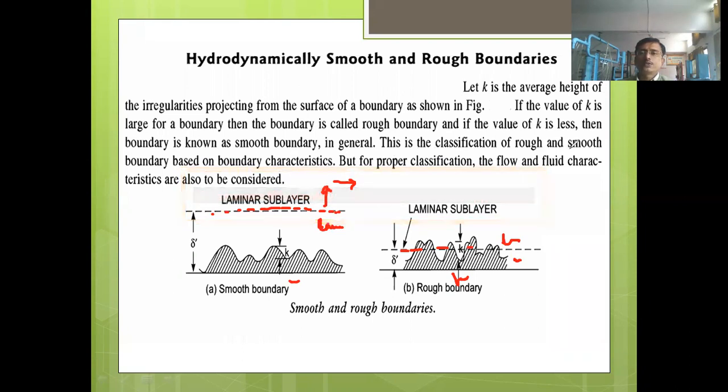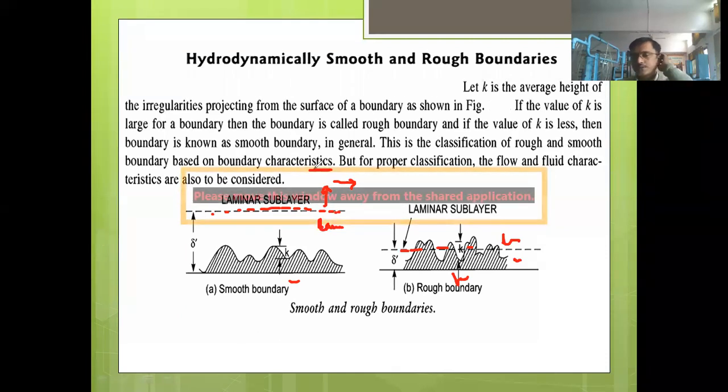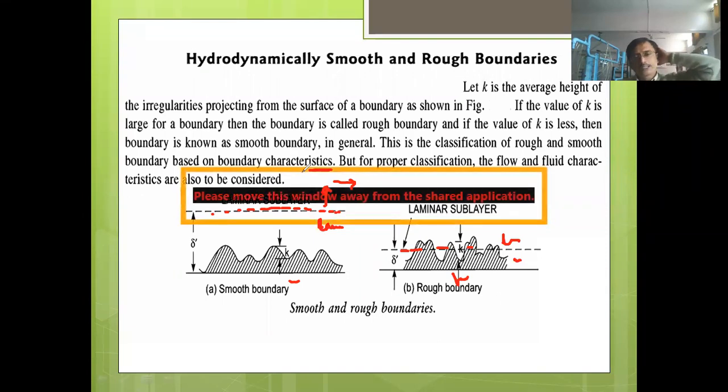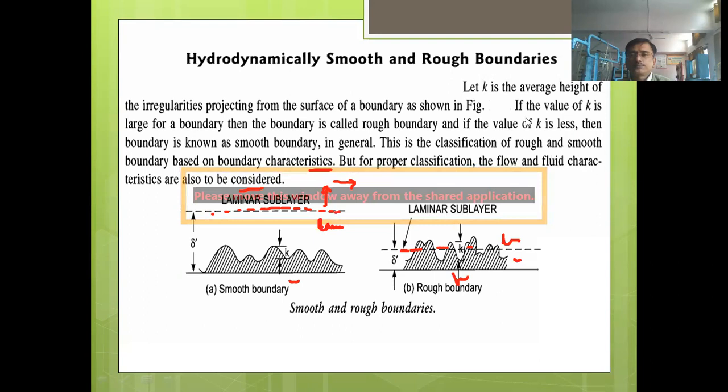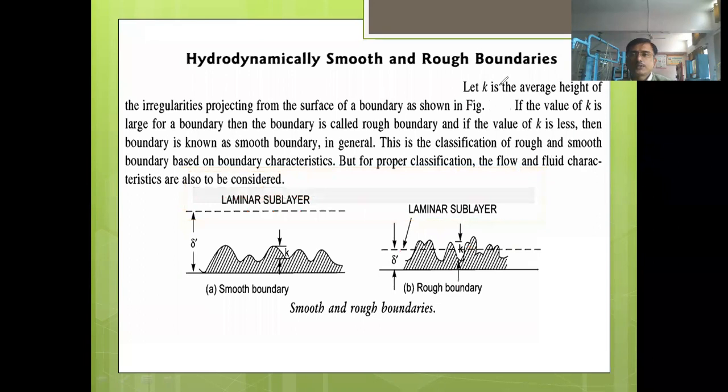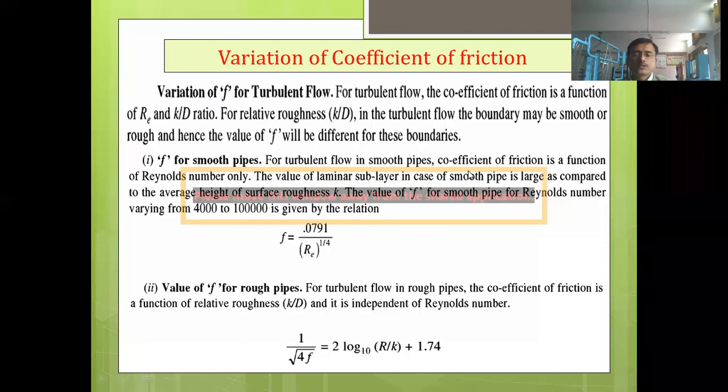This is the classification of rough and smooth boundary based on the boundary characteristics. Boundary चे characteristics वरती हे depend करेल whether the boundary should be called as a smooth boundary or rough boundary. But for the proper classification, the flow and fluid characteristics are also to be considered. Proper classification करायचं असेल तर आपल्याला त्या ठिकाणी फ्लो आणि फ्लुइड कॅरेक्टरिस्टिक्स हे आपण कन्सिडर केले पाहिजे. But here just understand what is the meaning of smooth boundary and rough boundary.